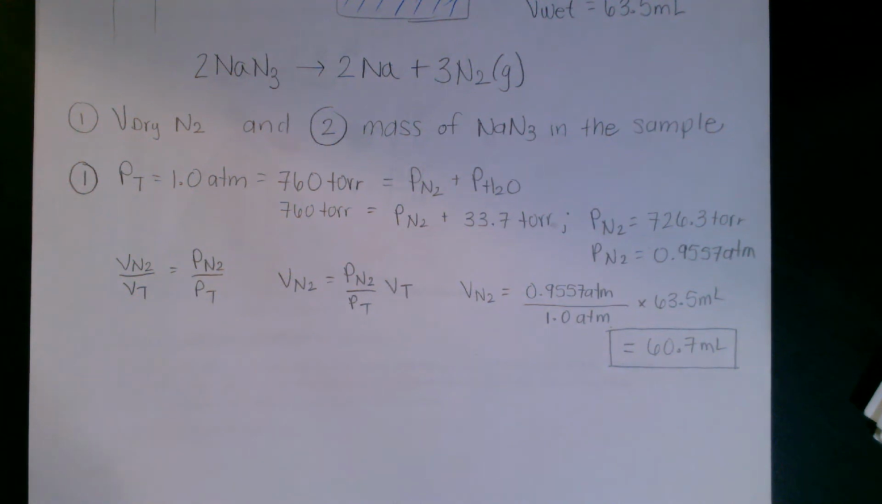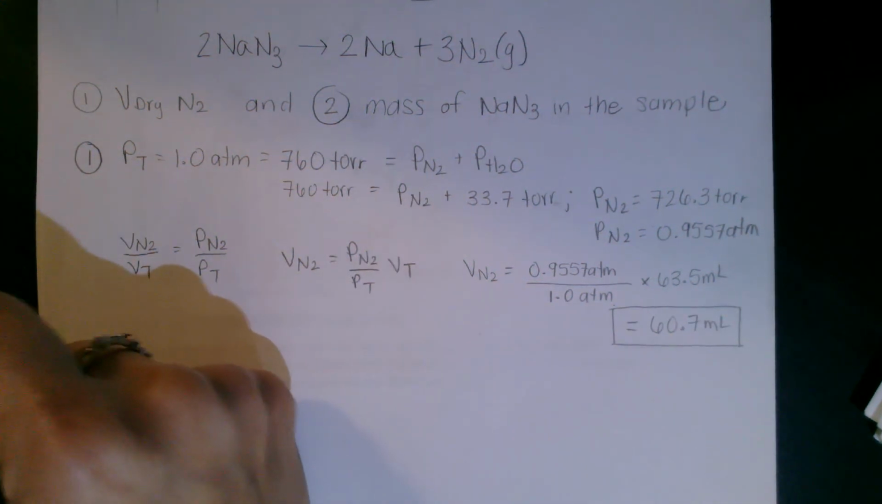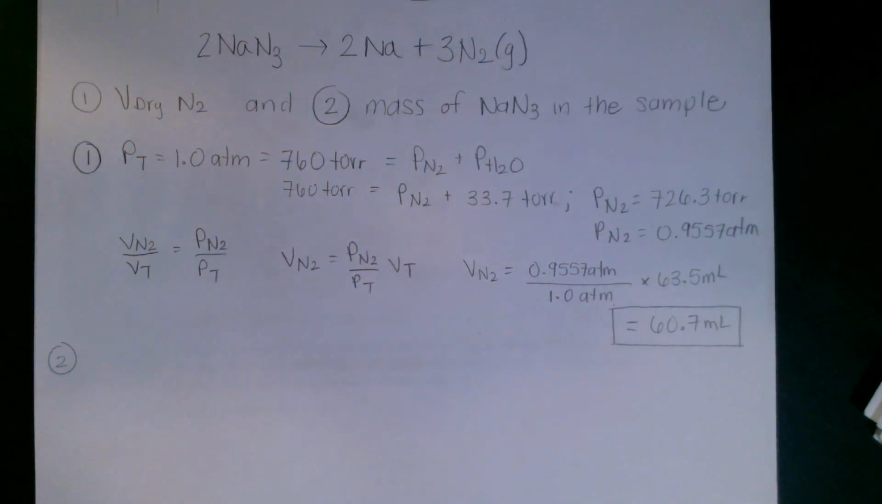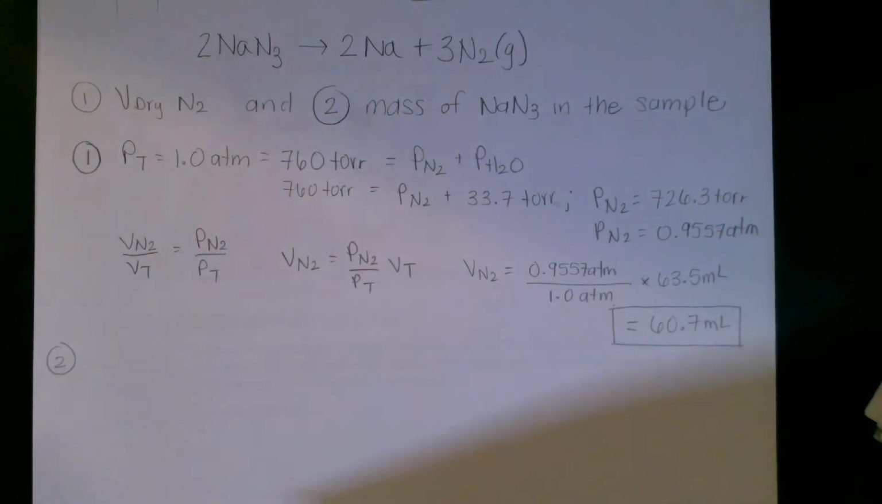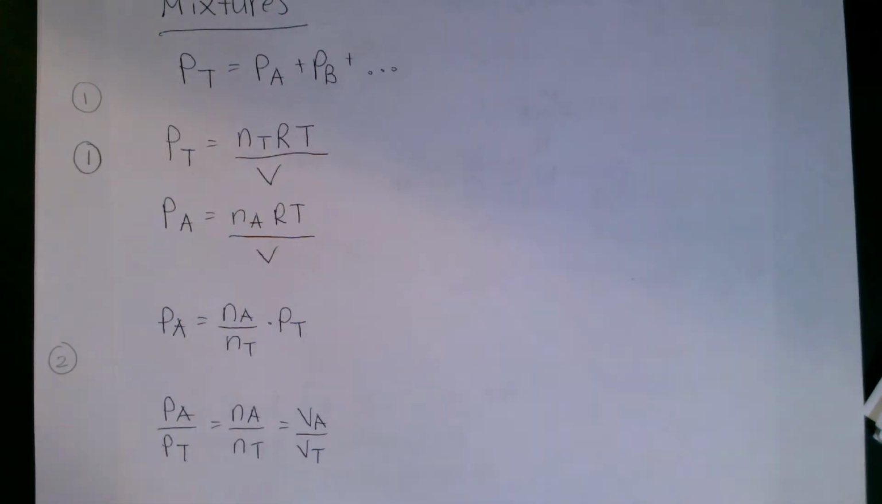Okay, so the next part, we want to know the mass of sodium azide in the sample. To have the mass of sodium azide, we're going to have to do some mole calculations here. So we're going to look back at what we have and get that set up. Let's take a look at some of our formulas for mixture. We are still dealing with a mixture here. We still have the water in there. We still measured all that. So we want a way to solve for the moles of nitrogen gas we produce.